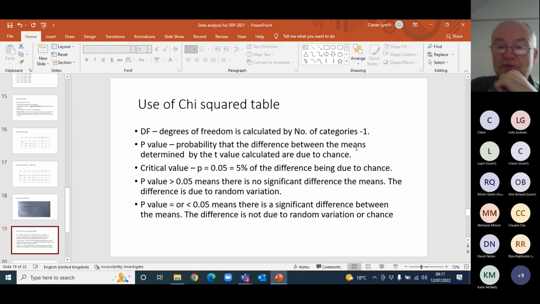The p-value, the probability that the difference between, you don't need to use means in chi-squared, so ignore that wee bit. This is just a continuation from the t-test. The probability of the difference in the means by the t-value is calculated due to chance. That's applying to the t-test and not the chi-squared table. Critical value, once again, is always 0.05, where 5% of the differences between the results are due to chance. And the p-value greater than 0.05 means there's no significant difference between the means. Once again, if we're using means, we're applying it to a t-test. The difference is due to random variation. A p-value equal to or less than 0.05 means there is a significant difference between the means. The differences are not due to random variation or chance.